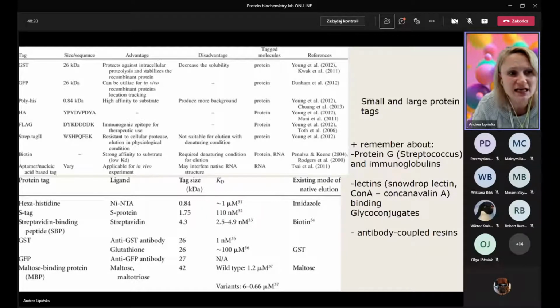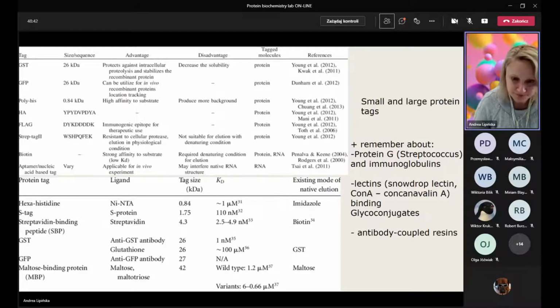The choice of a tag usually also depends on what you have in your lab. So what experience the people have, what kind of resin you have, antibodies you have. There are favorite tags for each lab, or even each researcher. And you just test experimentally which works well for you.